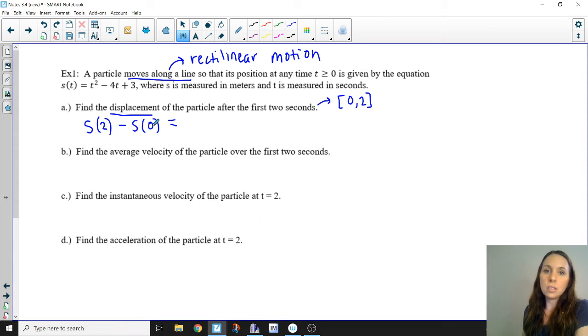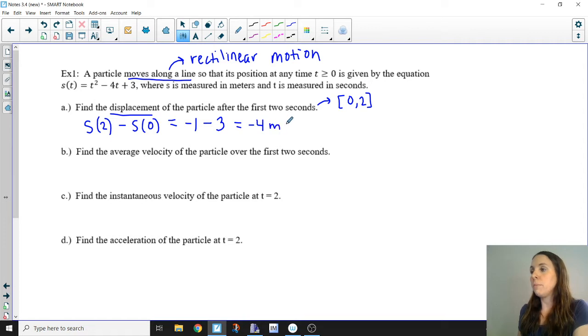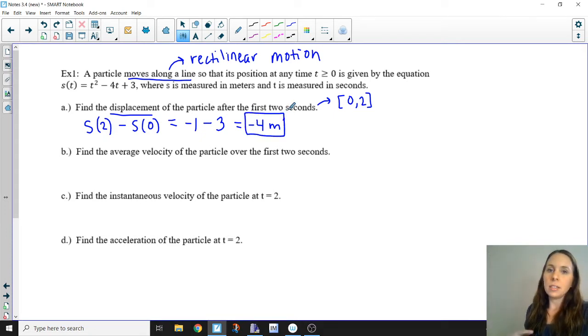Now that you have your formula, it's an easy plug and calculate. Let's sub 2 in for the t's here: s of 2 equals 2 squared minus 4 times 2 plus 3. 4 minus 8 is negative 4, plus 3 is negative 1. Minus s of 0, that one's easier: 0 squared minus 4 times 0 plus 3 is just 3. Negative 1 minus 3 is negative 4, and let's put units on it to make our physics teachers happy. The displacement is negative 4 meters. What that says is that this particle moved 4 meters to the left from its starting point after 2 seconds.